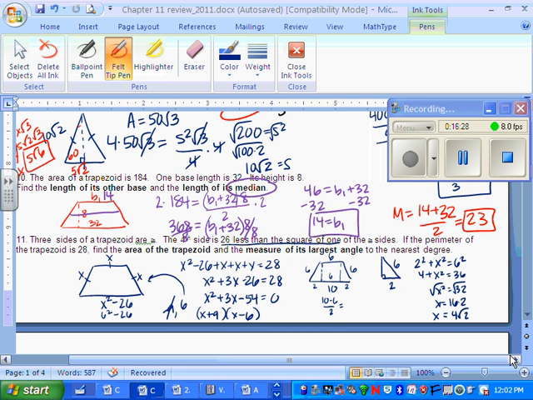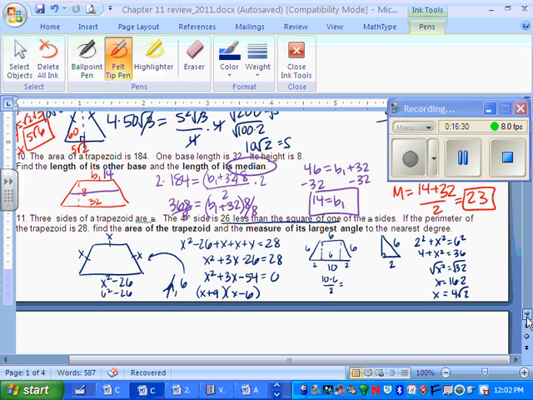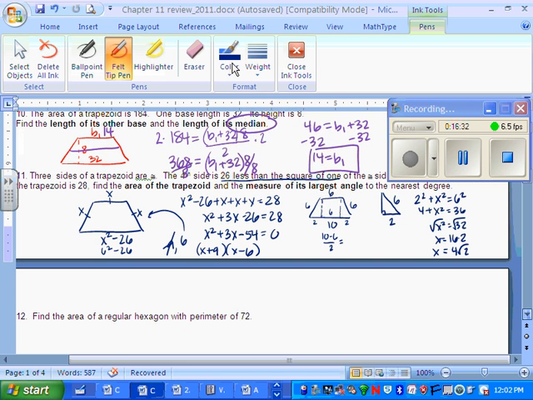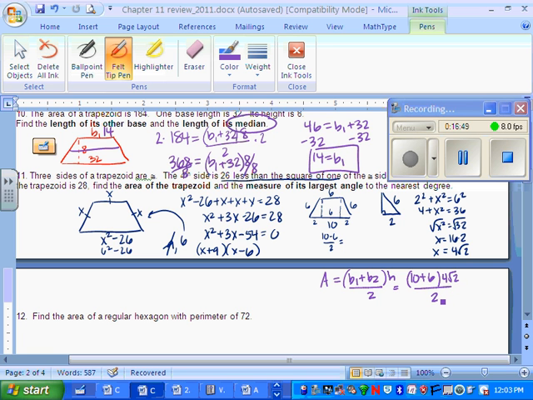So to get my final answer, I'm going to move down a little bit because I'm running out of room. I'm going to do the area of the trapezoid, which is going to be base 1 plus base 2 times the height divided by 2. So we have 10 plus 6 times 4 root 2, and I divide that all by 2. Let's see, we have 16 divided by 2 is 8. 8 times 4 is 32. So 32 root 2 is my area.